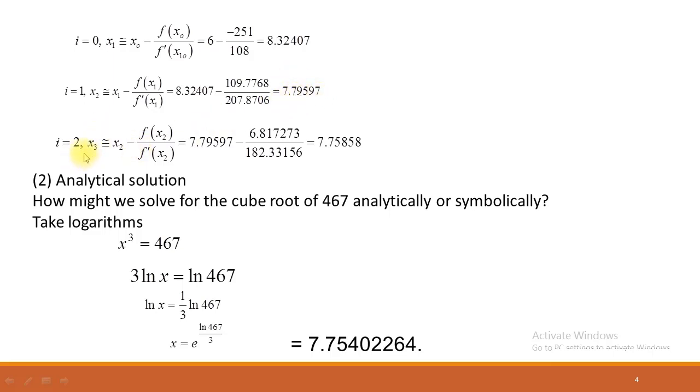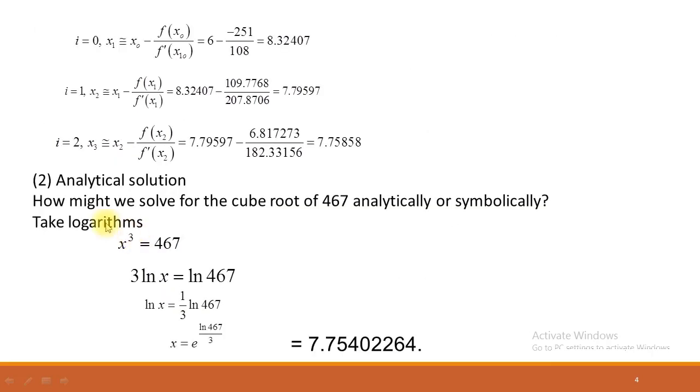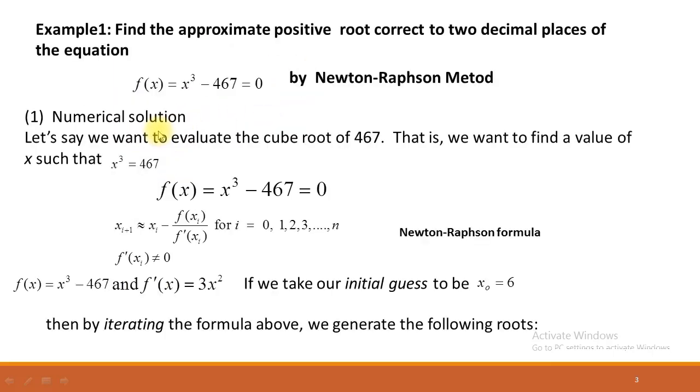Now for i equals 2, x3 equals x2 minus f of x2 divided by f dash of x2. Dear students, I am using this formula for i equals 0, for i equals 1, and now for i equals 2. So the value of x2 here is 7.79597, minus. Now evaluate the function at x2 and the derivative of the function at x2. Putting the value of x2 in the given function, f of x equals x cubed minus 467.